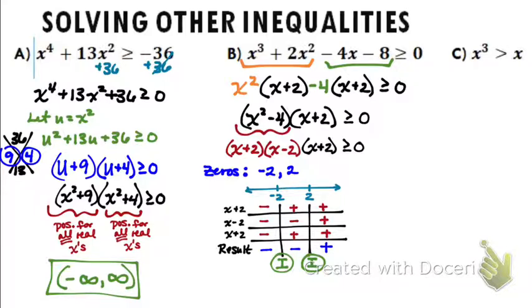Square brackets, negative 2, union, bracket 2, comma, infinity. Yes. Any values bigger than positive 2 make my whole original polynomial greater than 0. Right at positive 2 and right at negative 2, it makes it greater than or equal to. So I have to make sure that those get included in my solution set.